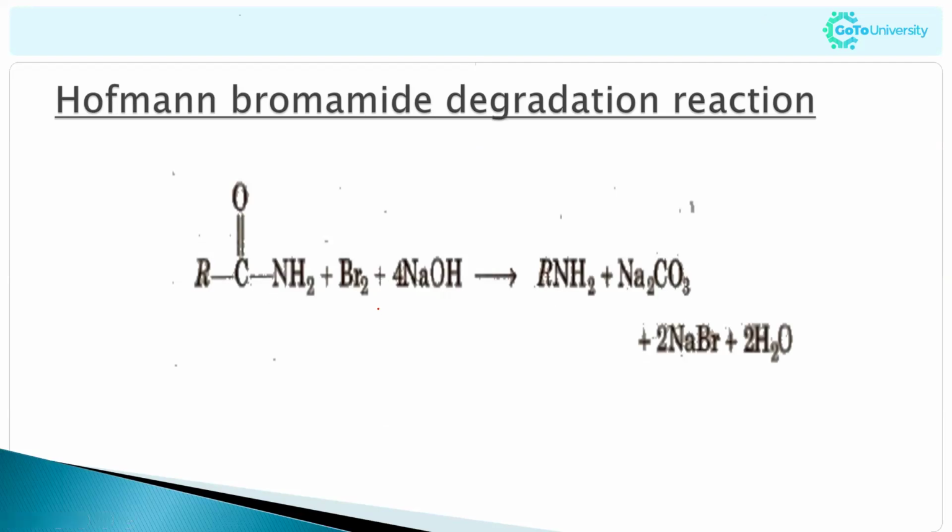In this reaction also we have an amide. They are reacting with bromine and sodium hydroxide and converting into aromatic primary amine. Okay, so this is the reaction. So this amide reacts with bromine and sodium hydroxide, converting into primary amine plus sodium carbonate plus 2 NaBr. So this is the reaction.